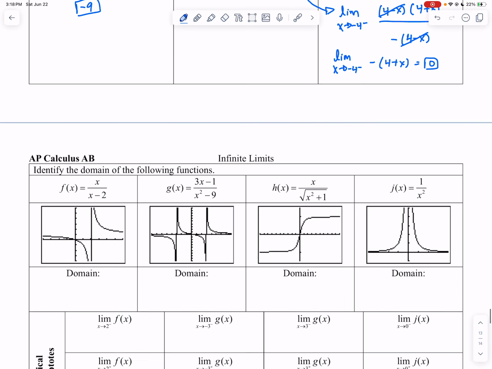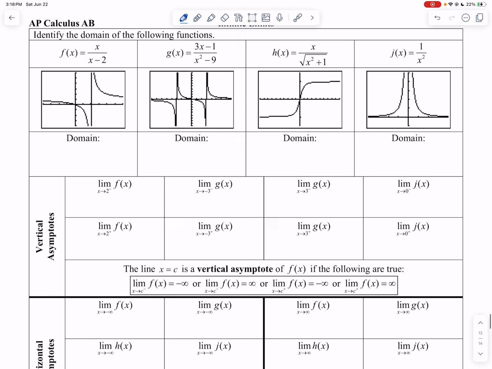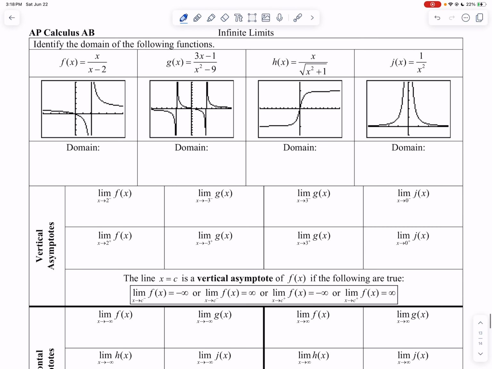All right, in the next video, we'll talk about infinite limits, aka the vertical and horizontal asymptotes.